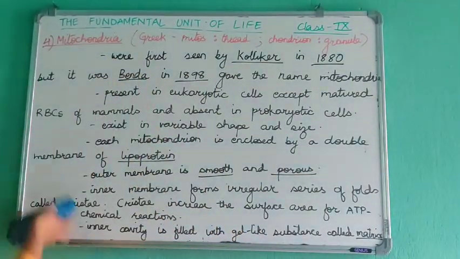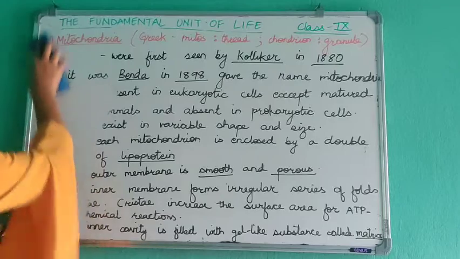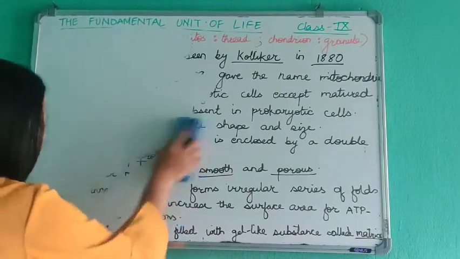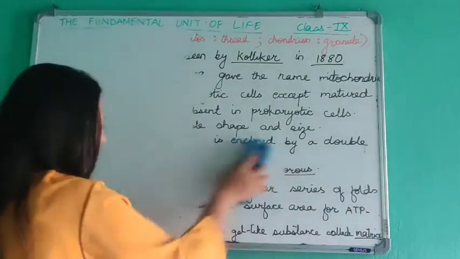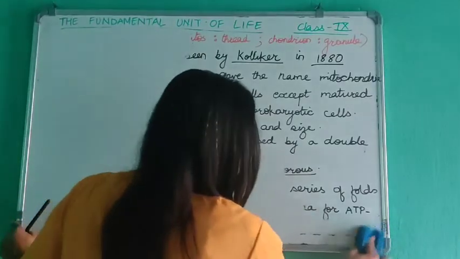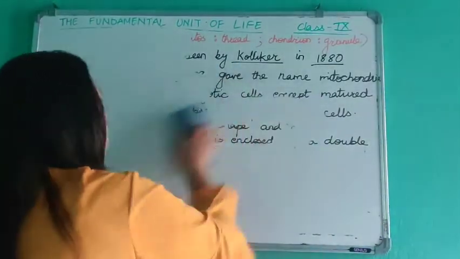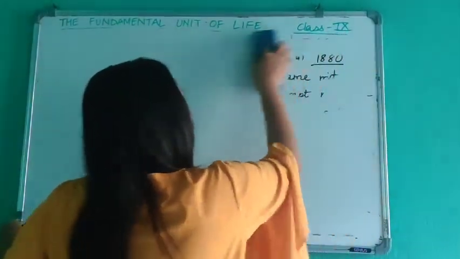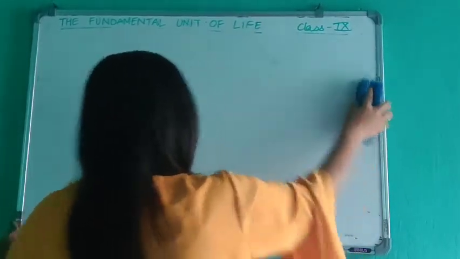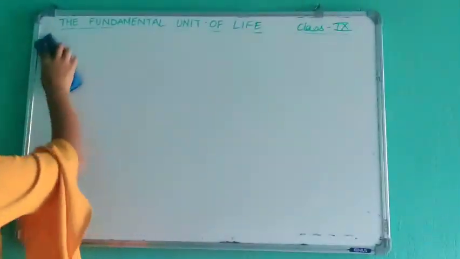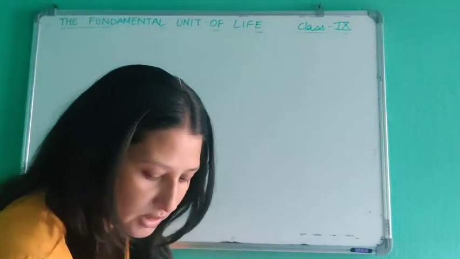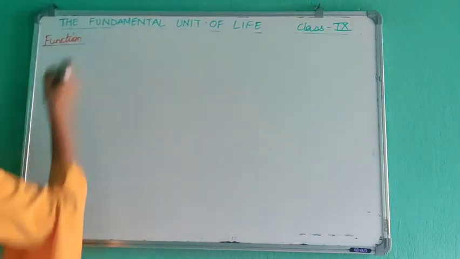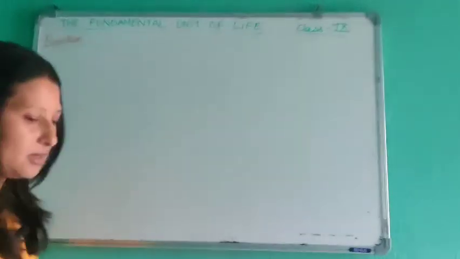Okay, now let us study about the function. Mitochondria is the site for ATP generation. ATP is formed when respiration takes place. ATP means energy. So let us study about the function of mitochondria.